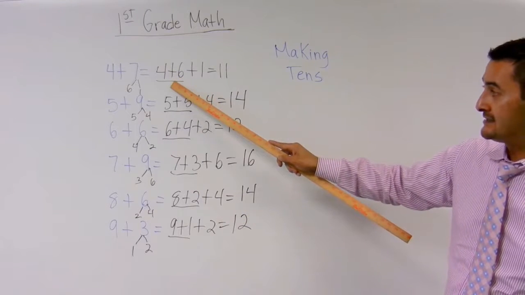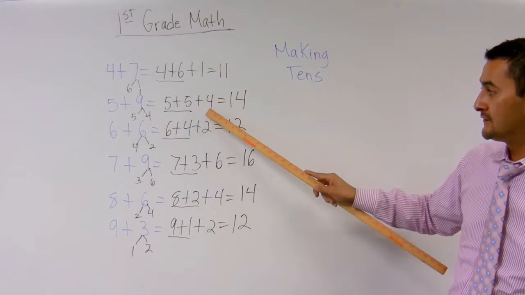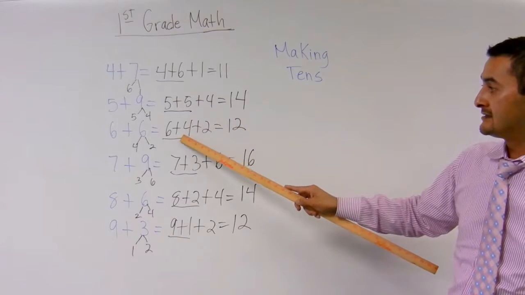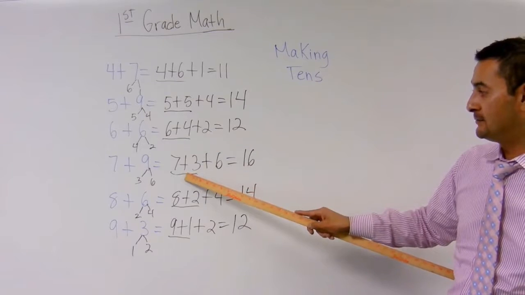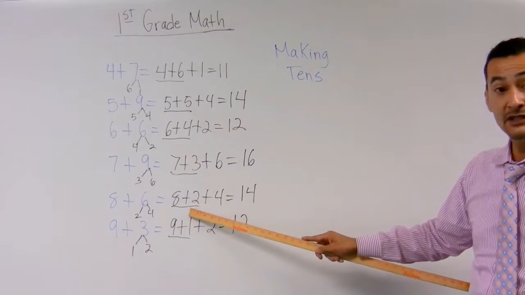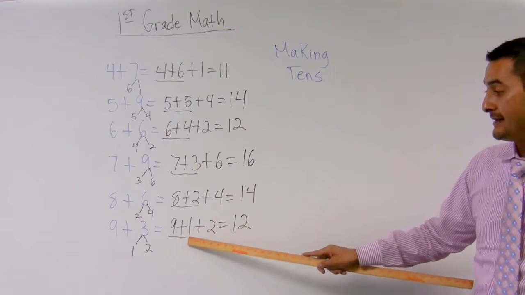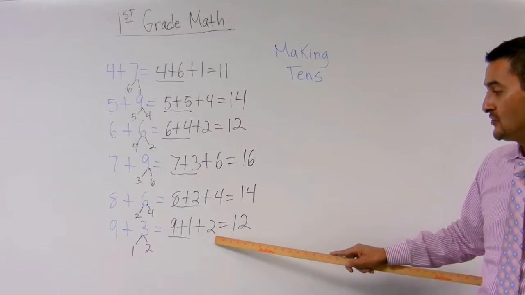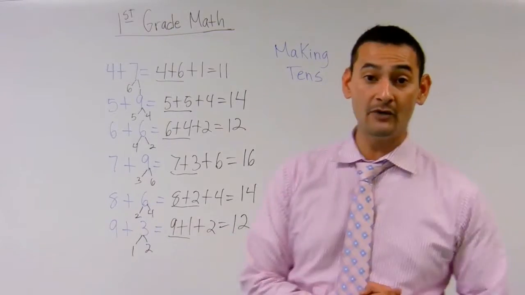Look, 4 plus 6 is 10, plus 1 more is 11. 5 plus 5 is 10, plus 4 more is 14. 6 plus 4 is 10, plus 2 more is 12. 7 plus 3 is 10, plus 6 more is 16. 8 plus 2 is 10, plus 4 more is 14. 9 plus 1 is 10, plus 2 more is 12. And that's pretty much it, boys and girls.